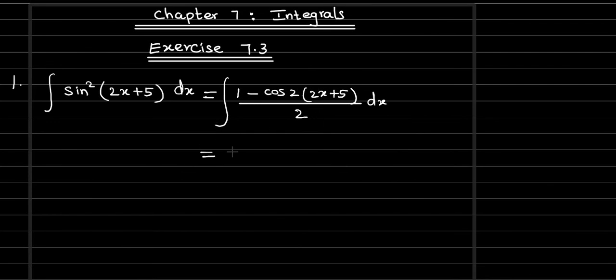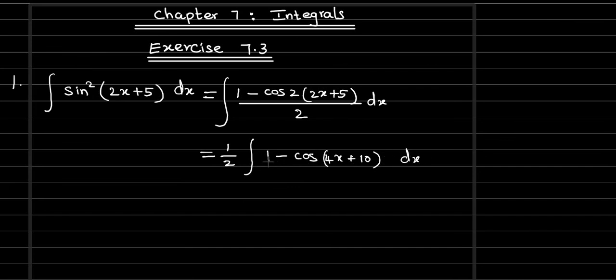This denominator 2 is a constant term. We can take it outside. So 1 by 2, 1 minus cos. This 2 I am going to multiply with both the terms. So 2 2s are 4x and 2 5s are 10. So 4x plus 10 dx.